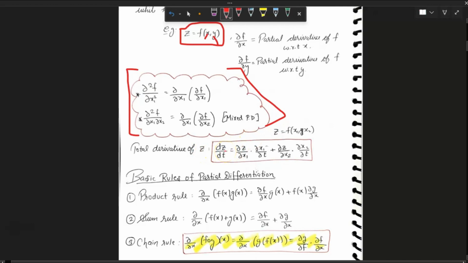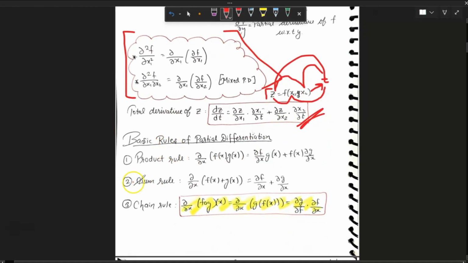Now see the next, total derivative of z. What is the total derivative of z? Suppose the example given is z is equal to f of x1, x2, which further depend on t. Now how to find dz by dt? To find dz by dt, you should go stepwise. You should first find dou z by dou x1 into dou x1 by dou t, plus dou z by dou x2 into dou x2 by dou t. Like this you need to find it. This is called the total derivative of z.